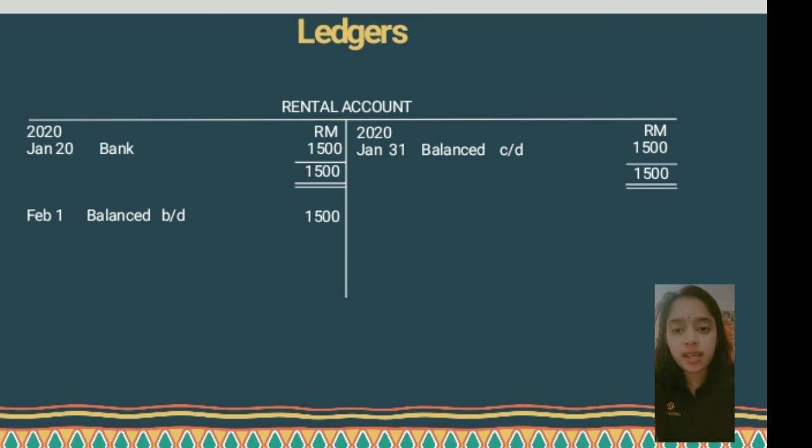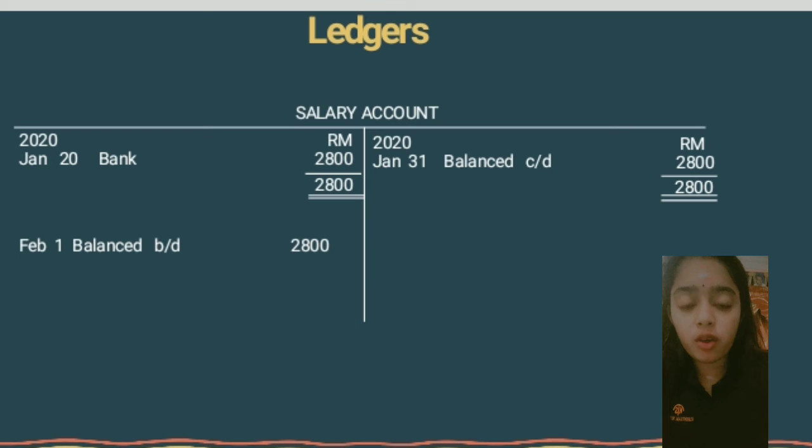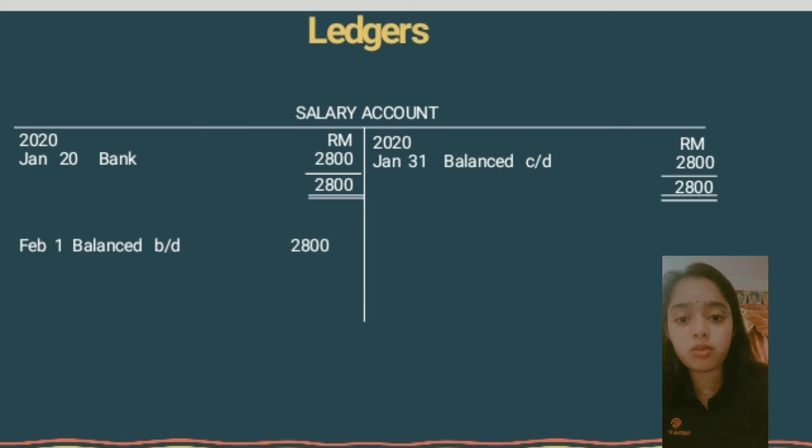Total on debit side have to write January 20 bank for RM 1,500 and on credit side 31 January balance CD 1,500. So the balance BD on February 1 will be 1,500. For the salary account 2020 January 20 write bank on debit side for RM 2,800. On credit side balance CD also 2,800 and the balance BD also 2,800.